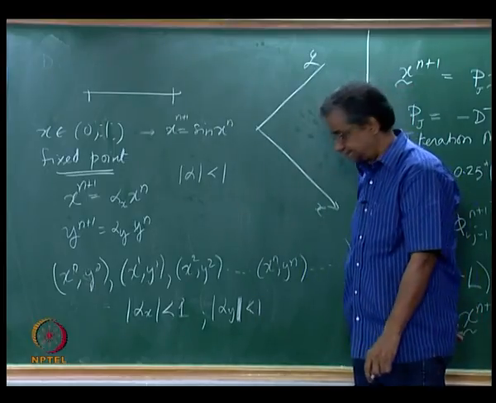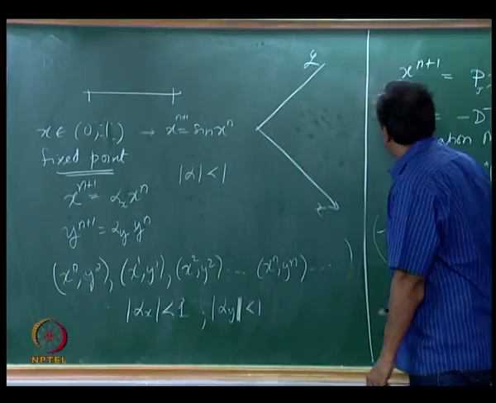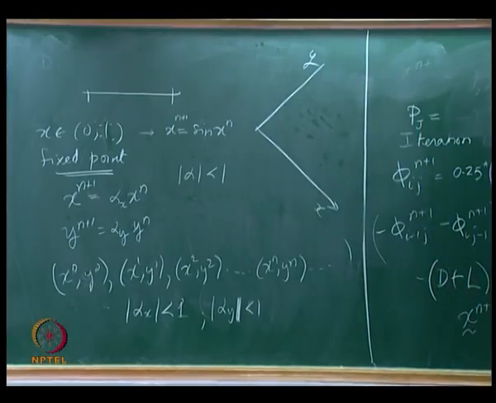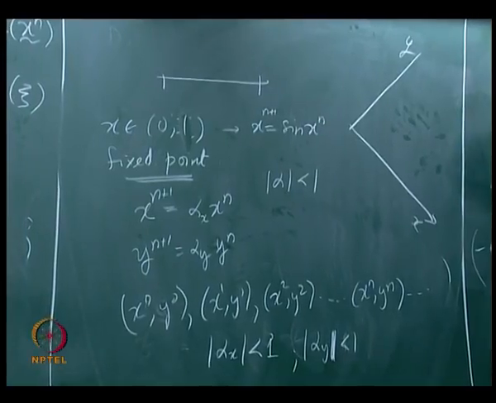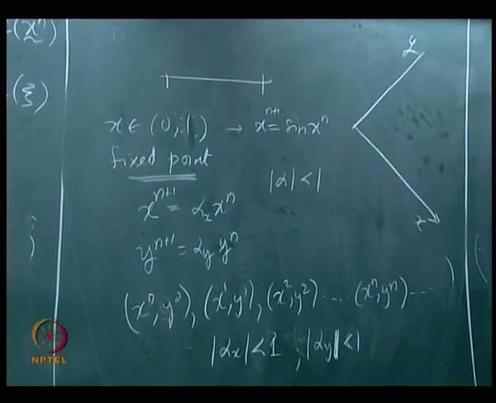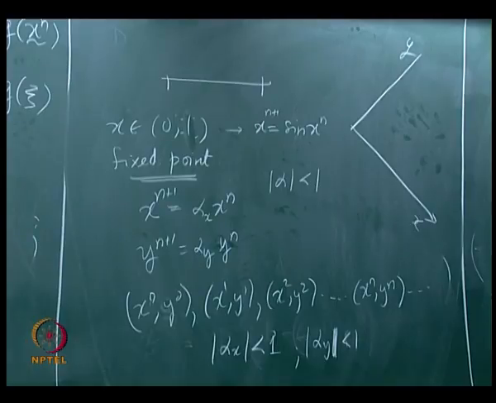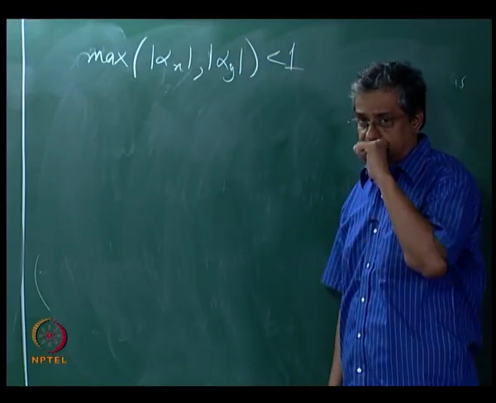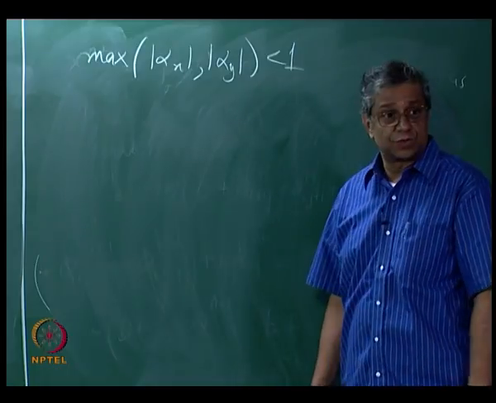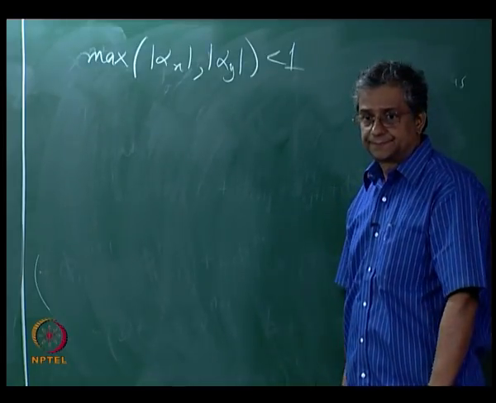Is that fine? In general, I can write it in a different way because I have an "and": you can say max of mod alpha x, mod alpha y less than 1. If the maximum of those two is less than 1, then that x naught, y naught sequence will converge, fine.